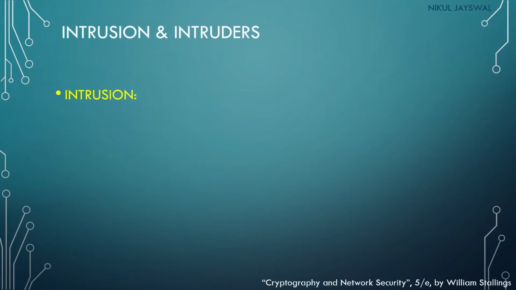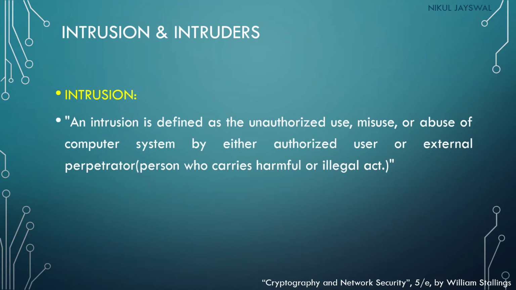We have already discussed what is intrusion in unit number 1. Basically, an intrusion is defined as an unauthorized use, misuse or abuse of a computer system by either an authorized user or external perpetrators or external users. So whenever any authorized user or unauthorized user tries to use the machine without authorization, or misuse the machine, or abuse the computer system, then that event will be called an intrusion. The intrusion can be possible from the internal network and also from the external network. So whenever any harmful or illegal act is done with the computer system, that act will be considered an intrusion as a technical term.